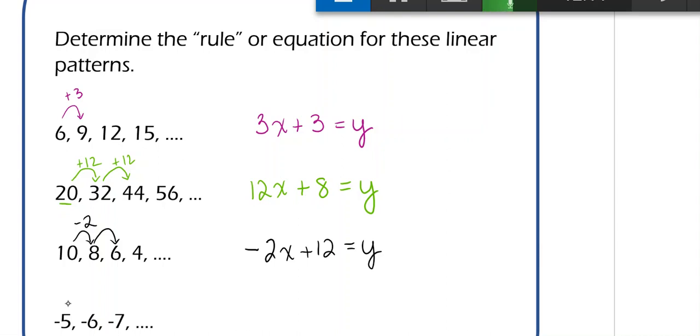And then the last one, once we get to negatives, again, it's a good idea to take a look at your number line. These are all going down by 1. So our coefficient can be -1x. And we are going to need to subtract 4 to get to our y value. So there are the rules for those first 4.